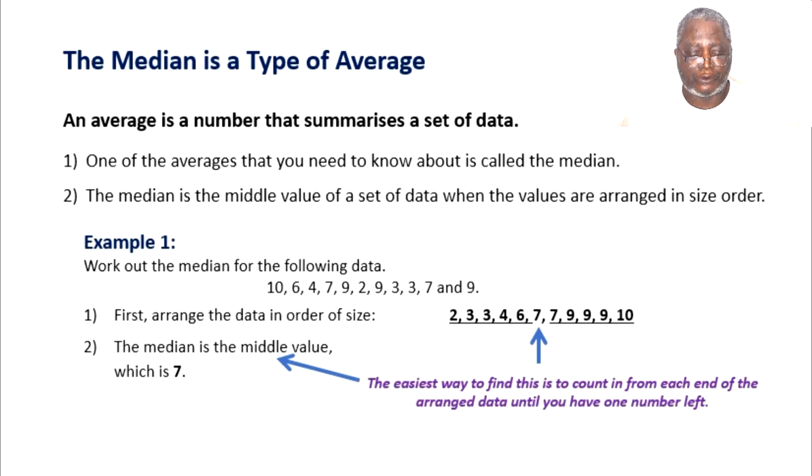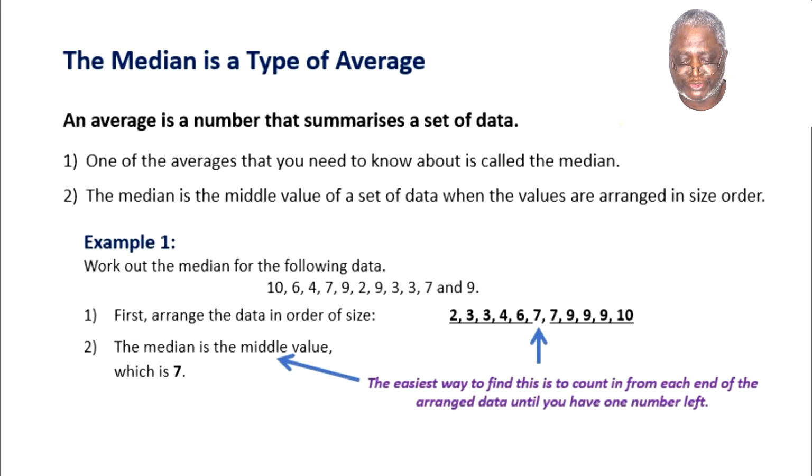Work out the median of the following data: 10, 6, 4, 7, 9, 2, 9, 3, 3, 7, and 9. The first thing you do is to arrange the data in order of sizes. You remember numbers? How you should arrange numbers in order to make sense out of them. And the median is the middle value. So, arranged, you have 2, 3, 3, 4, 6, 7, 7, 9, 9, 9, and 10, 11 numbers. And the middle value is 7.